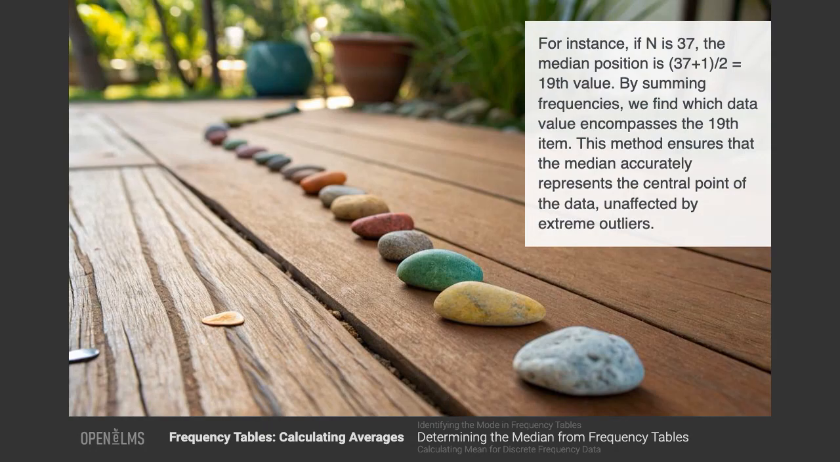For instance, if n is 37, the median position is (37 plus 1) divided by 2, which is the 19th value. By summing frequencies, we find which data value encompasses the 19th item. This method ensures that the median accurately represents the central point of the data, unaffected by extreme outliers.